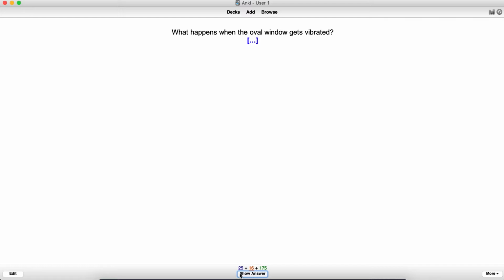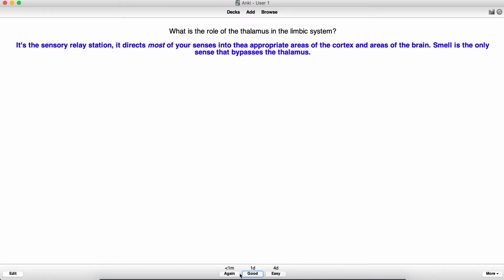When the oval window is vibrated, it will shift fluid around the cochlea, which causes action potential. Thalamus in the brain. The thalamus is a sensory relay station, so it relays all your senses except smell to certain areas of the brain or cortex. Smell actually bypasses the thalamus.